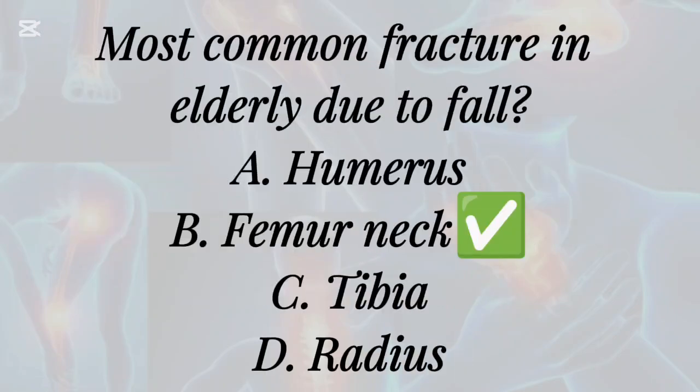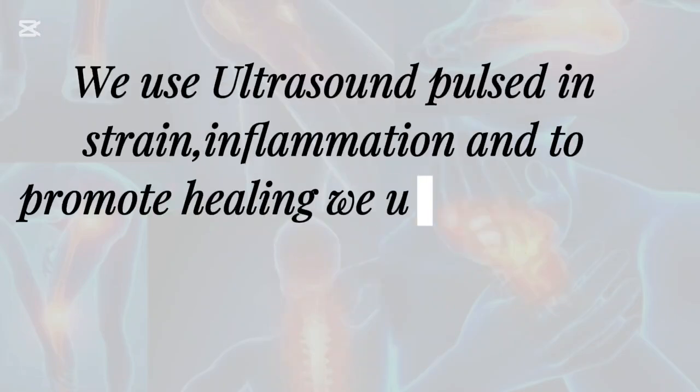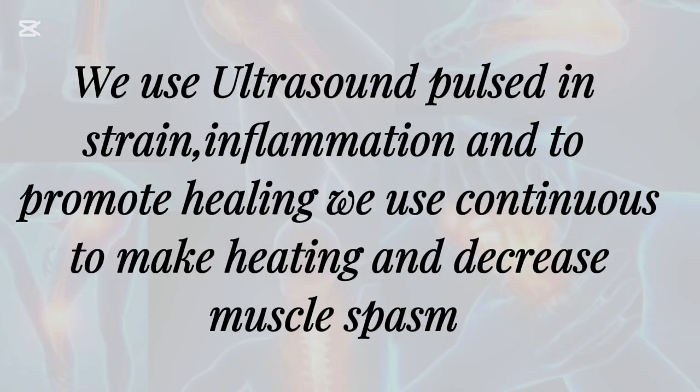Most common fracture in elderly due to fall: A. Humerus, B. Femur neck, C. Tibia, D. Radius. We use pulsed ultrasound in strain and inflammation, and to promote healing. We use continuous to make heating and decrease muscle spasm.